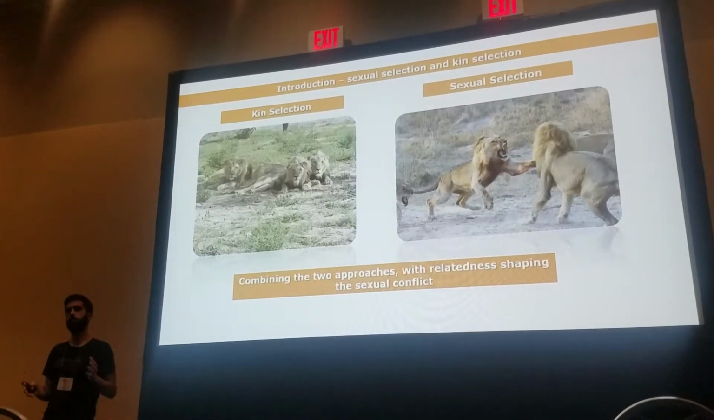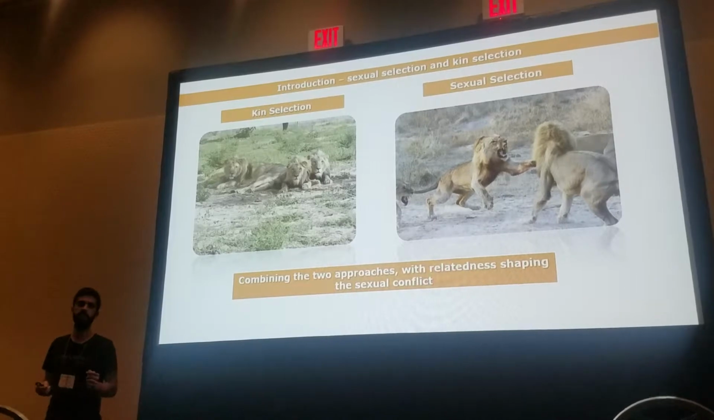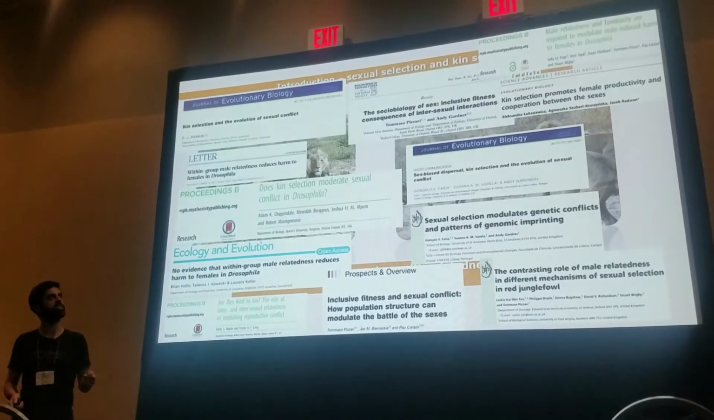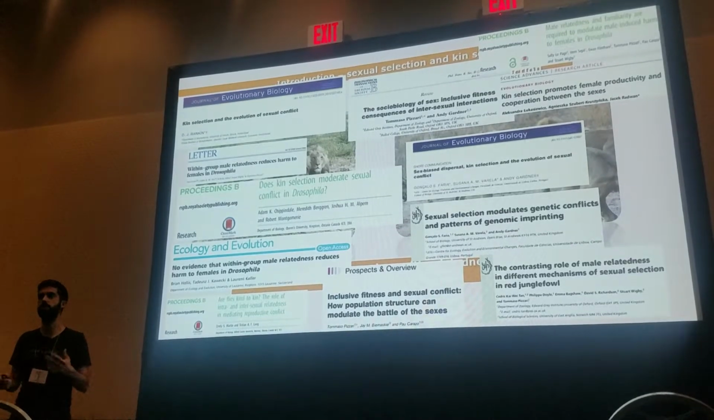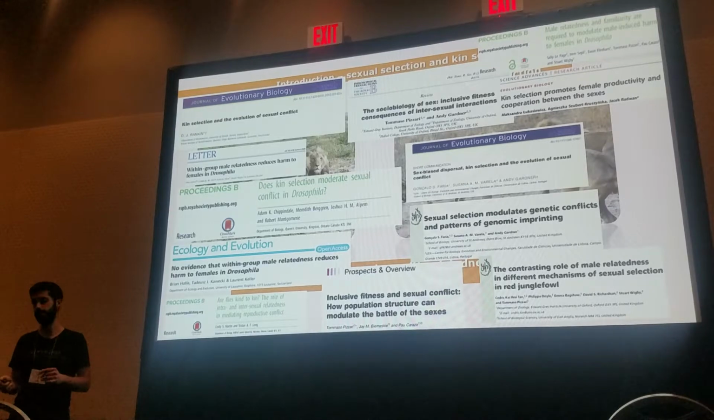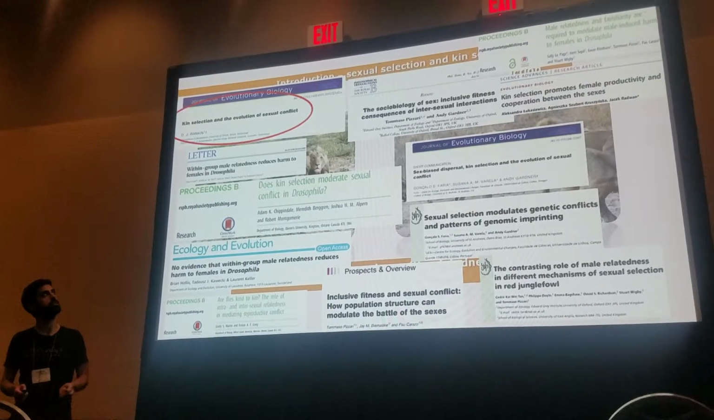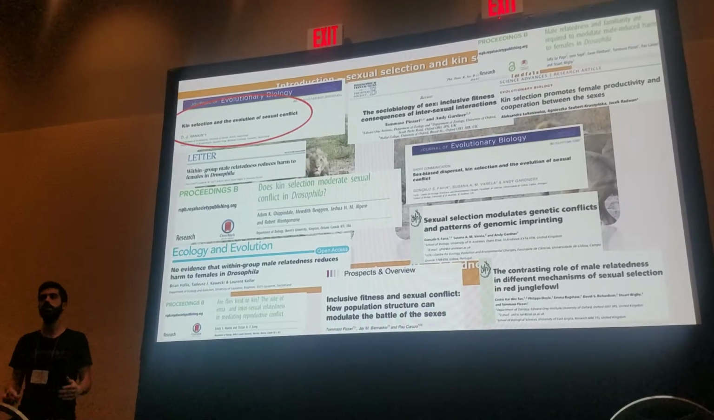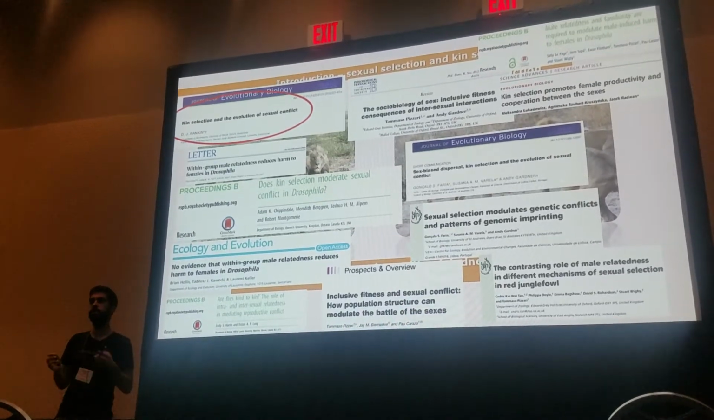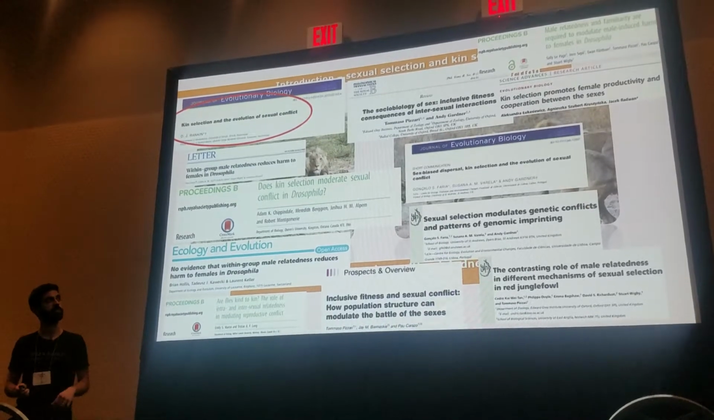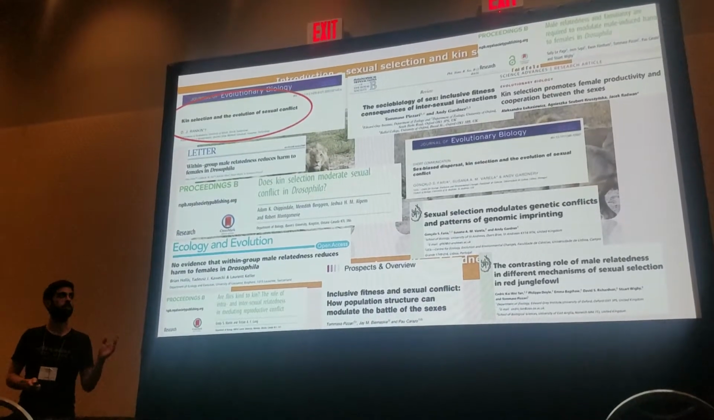This overlap between sexual selection and kin selection has been ignored for quite some time, but in recent years this started to change, with a lot of research being done on this subject, both empirically and theoretically. And this all started with a work by Rankin in 2011, where he was trying to understand the role of relatedness in changing the sexual conflict between females and males. So I will briefly present the work of Rankin.